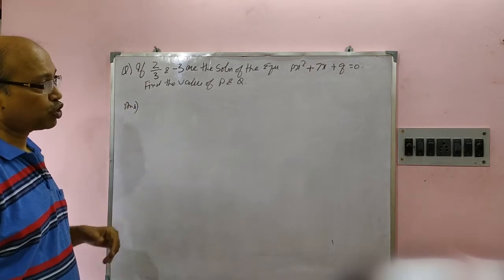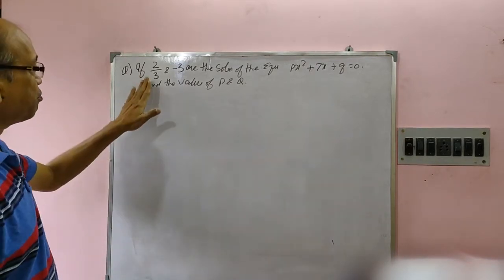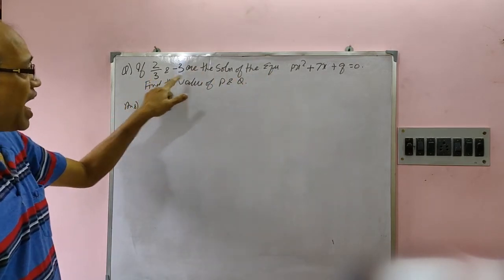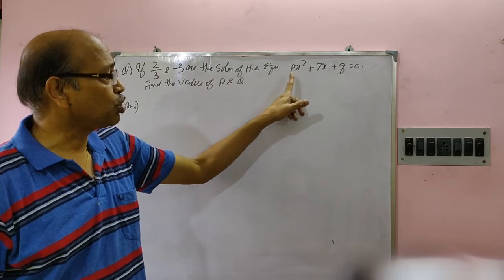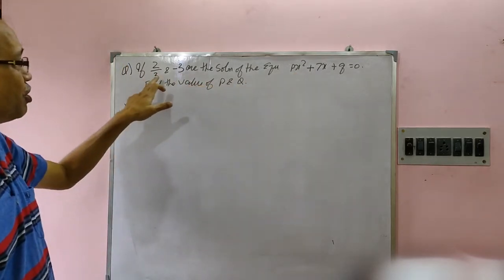Another type of question. Here we were doing it for one value. If one value was the solution, now they are giving you two values, and here there are two unknowns, p and q, and that is why they have given you two values.